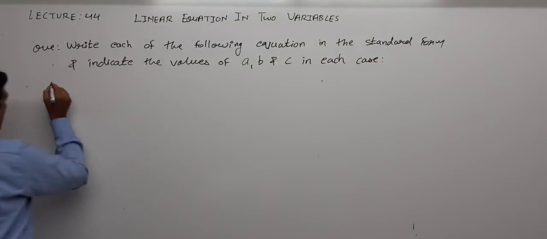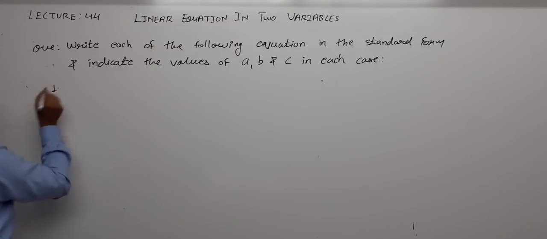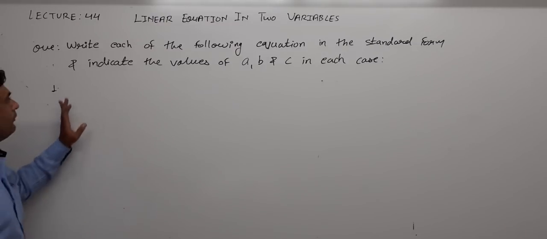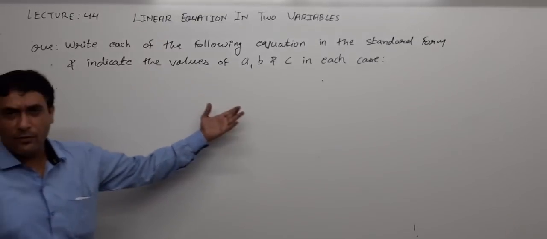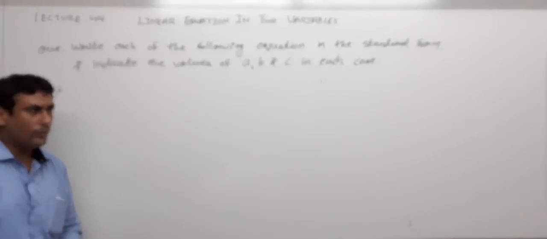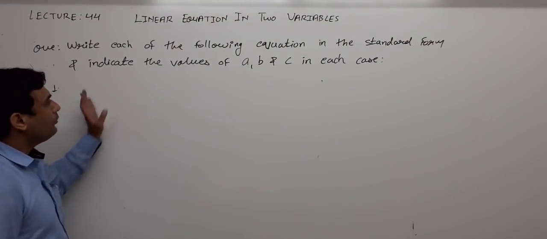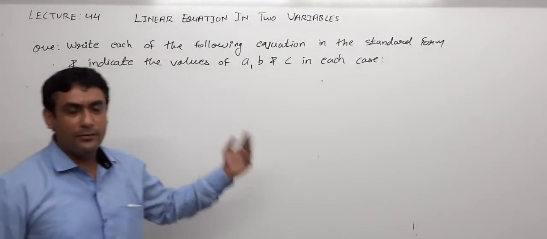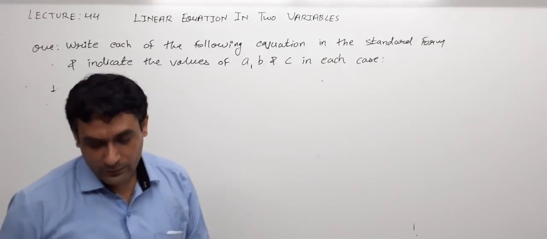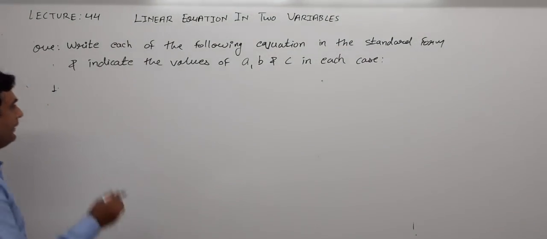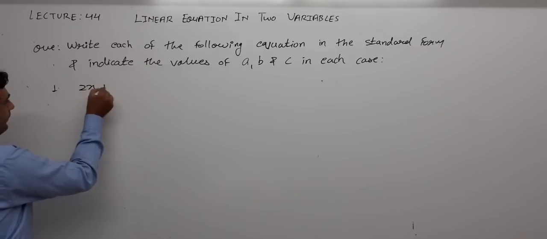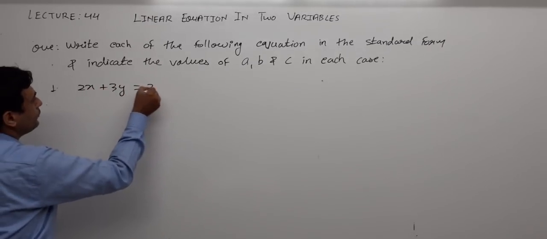Okay. So here again we will see one or two questions. First of all, you have to write in the standard form. Standard form means you have to write in the form of ax plus by plus c equal to 0, and then you have to obtain the values of a, b and c. So very first question is 2x plus 3y is equal to 2.5.